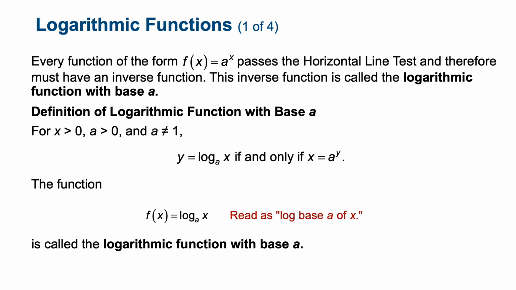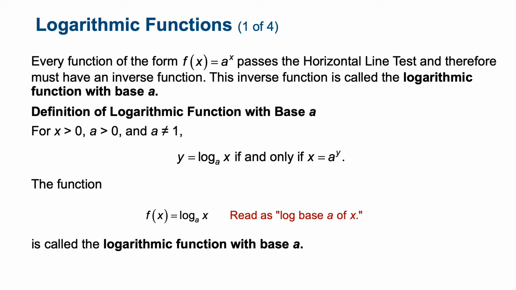Okay, so then let's see here. Every function of the form f of x equals a to the x, we just said in 3.1, passes the horizontal line test and therefore has an inverse. So the inverse of that is called a logarithmic function with base a. Remember what it means for a function to have an inverse: the input becomes the output, and vice versa. The output becomes the input for the other function, okay?